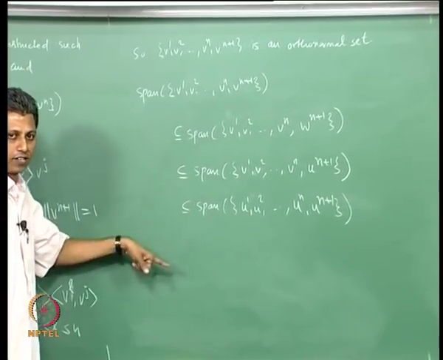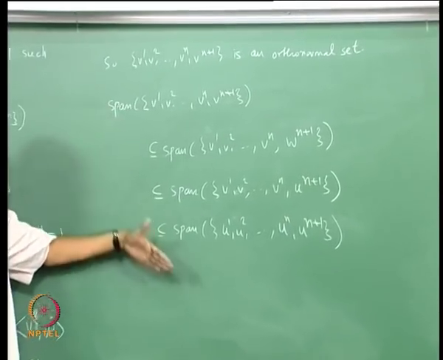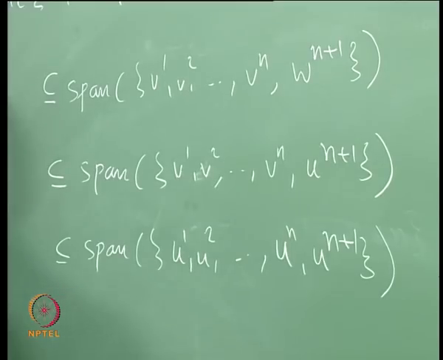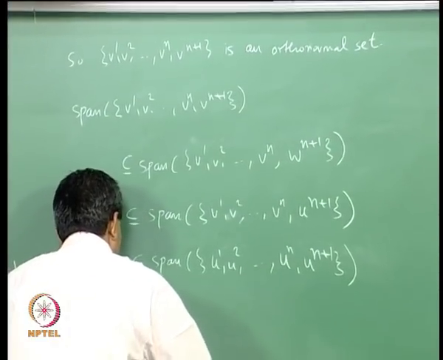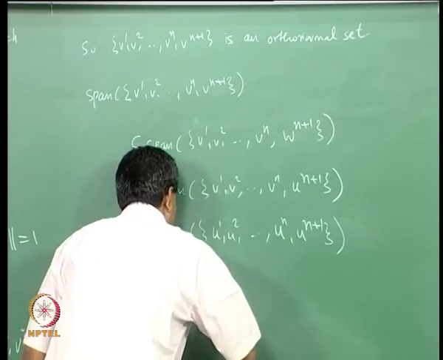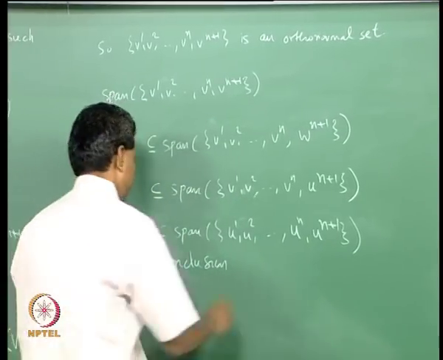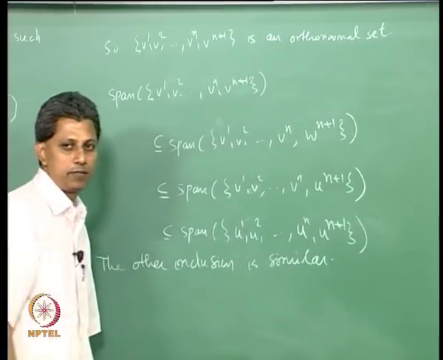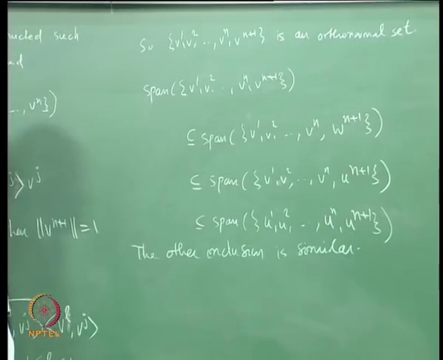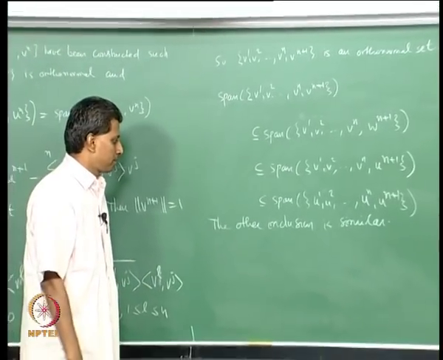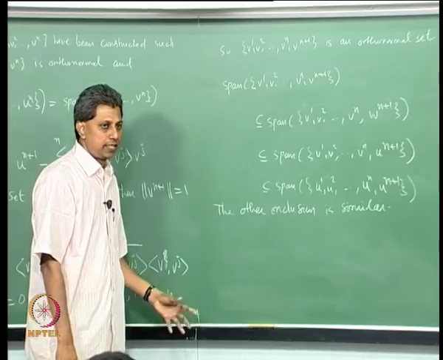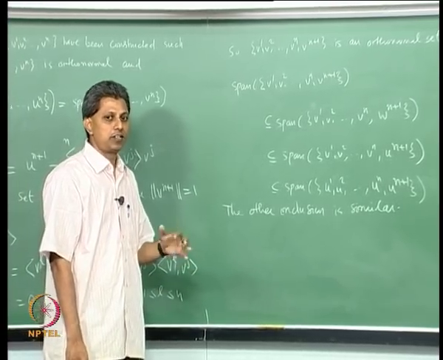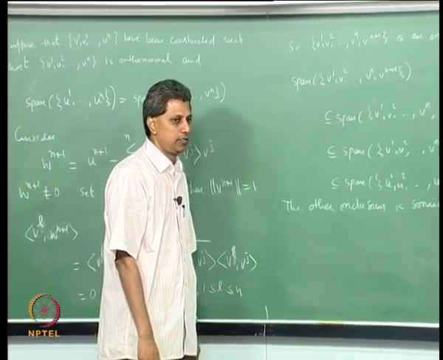Okay. So this is one inclusion. I want to show that the span of these two sets are the same. This is one inclusion. The other inclusion is similar. You can simply retrace the steps. Okay. That completes the proof. We will look at some examples next time, and also applications of the Gram-Schmidt process in a certain optimization problem. Okay, so let me stop here.